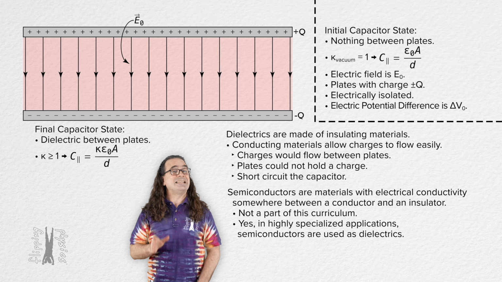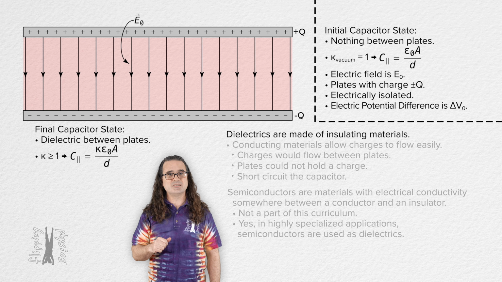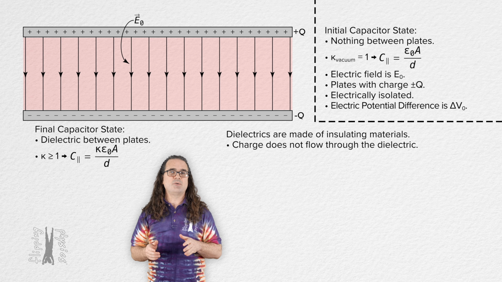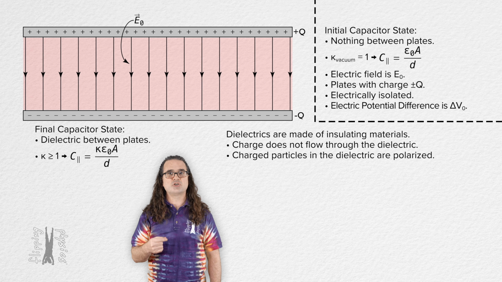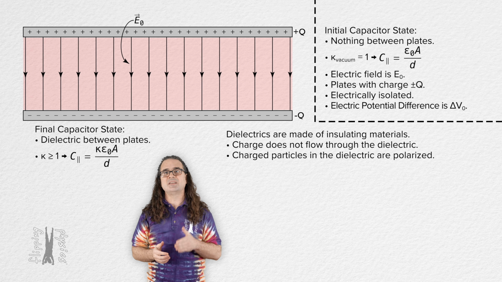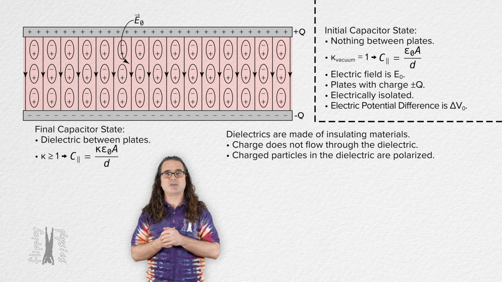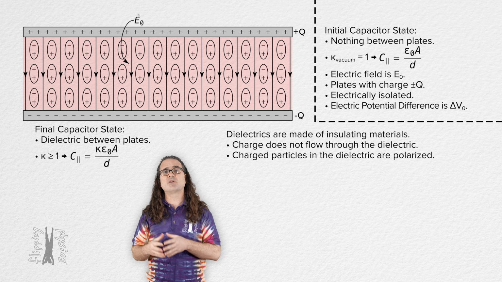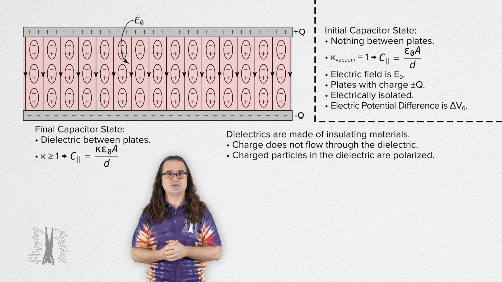Because the dielectric is an insulator, a material that does not allow electric charge to flow through it easily, charge does not flow through the insulator. Instead, what happens when the dielectric is added between the two plates is that the charged particles in the insulator become polarized. They arrange themselves such that the negative sides of the dielectric's charged particles are closer to the positive plate of the capacitor, and the positive sides of the dielectric's charged molecules are closer to the negative plate of the capacitor.